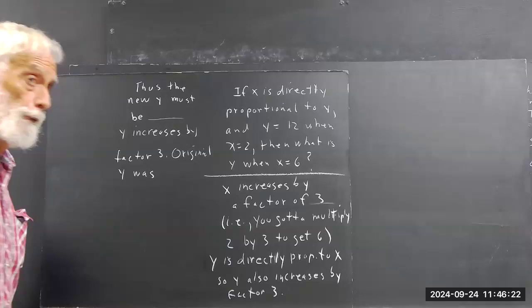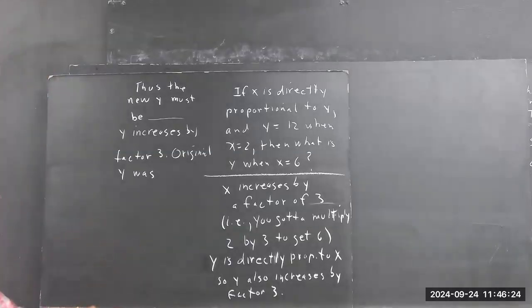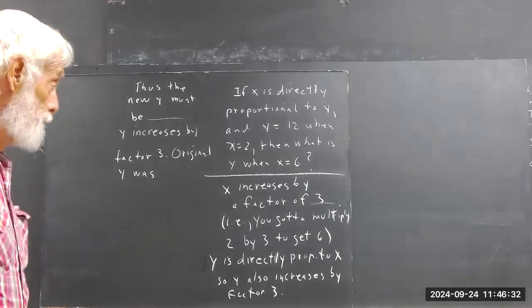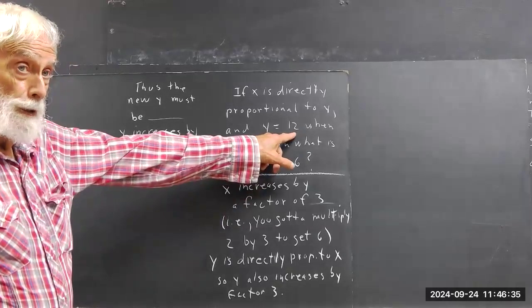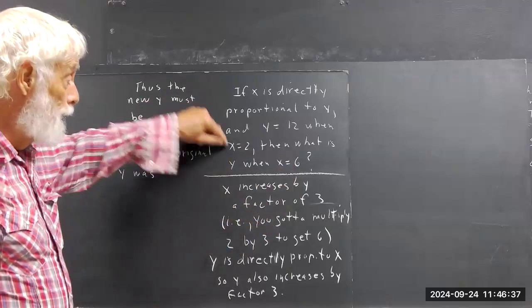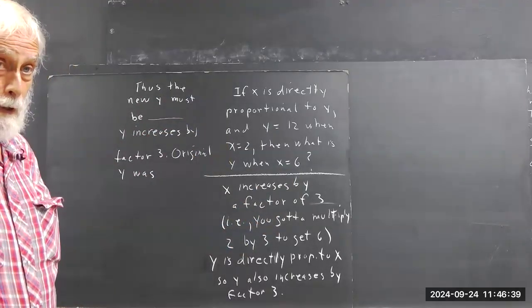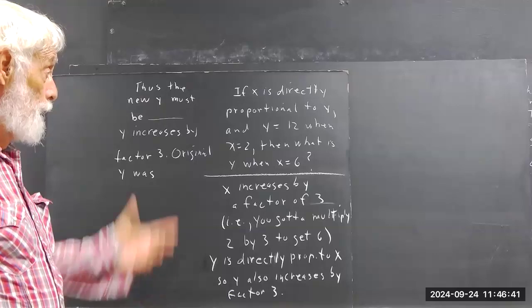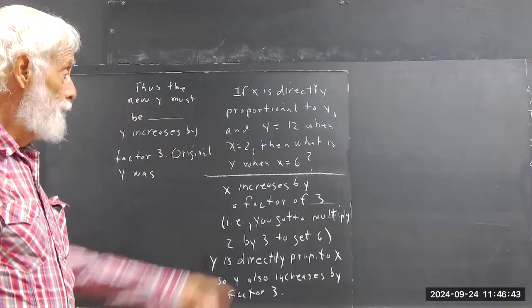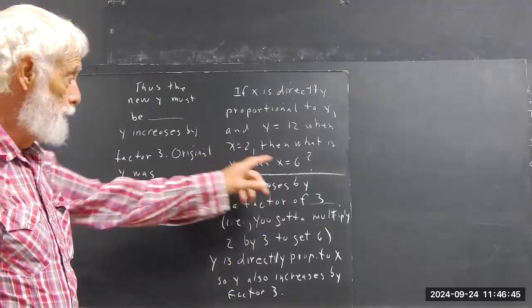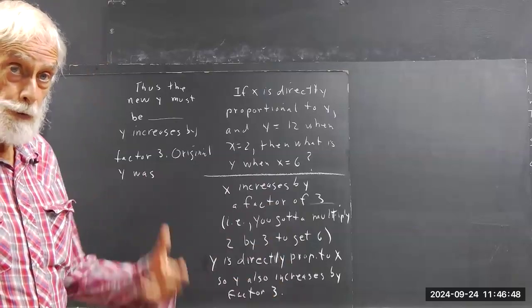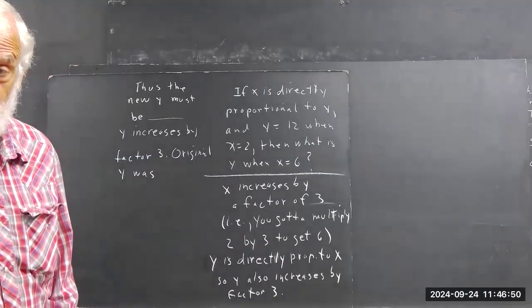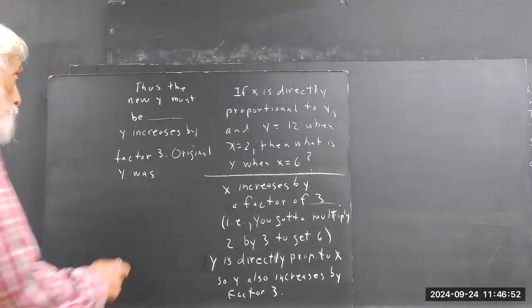Is the original value of Y? Can you show me the figure? Yeah, I understand that. The original Y was 12, right? Y was 12 when X equals 2. Okay? Y is 12 when X equals 2. So what's Y when X equals 6? Well, X gets 3 times as big, right? Increases by a factor of 3 in other words. Original Y was 12.